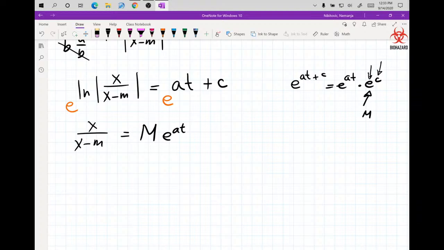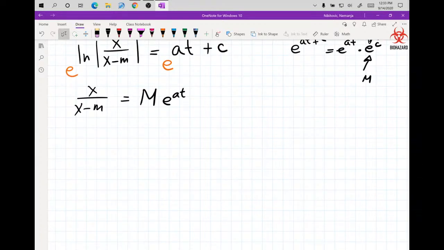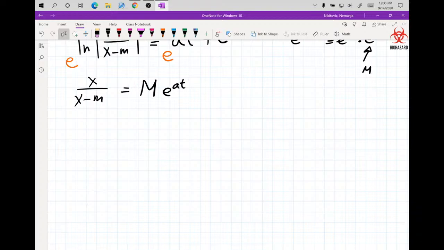So now we still need to get a single x. We had eat and then meat. Next part is to multiply this to the right side and then distribute, factor, and then get the x's together, and you're done. So now we have x equals x minus m times meat.